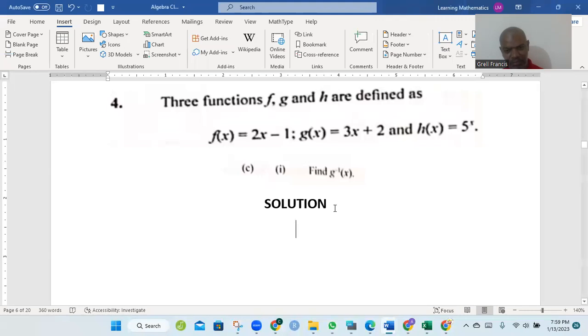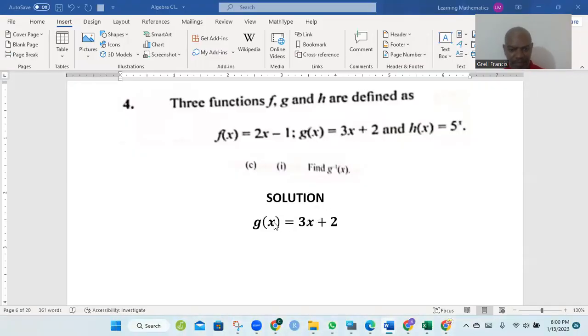So the first step to find g inverse of x is to write down the function g of x. So please write down what is g of x. To find what is g inverse of x, we first have to write down what is g of x. So that's the first step. Please copy this down.